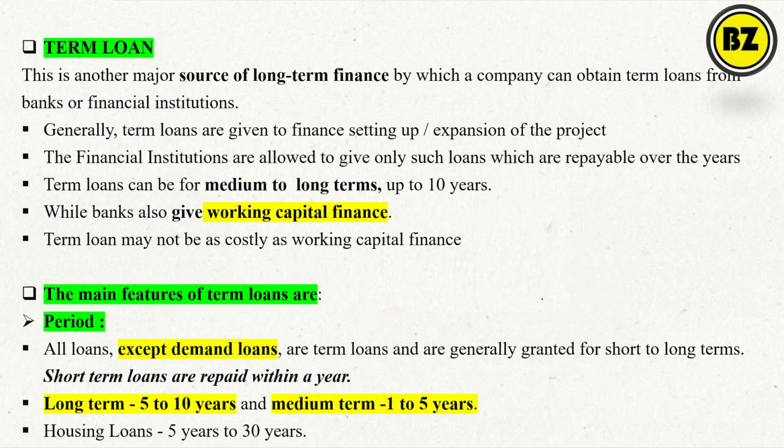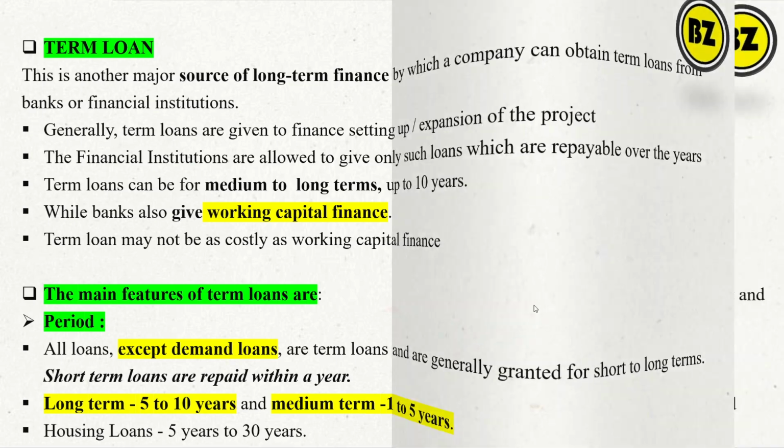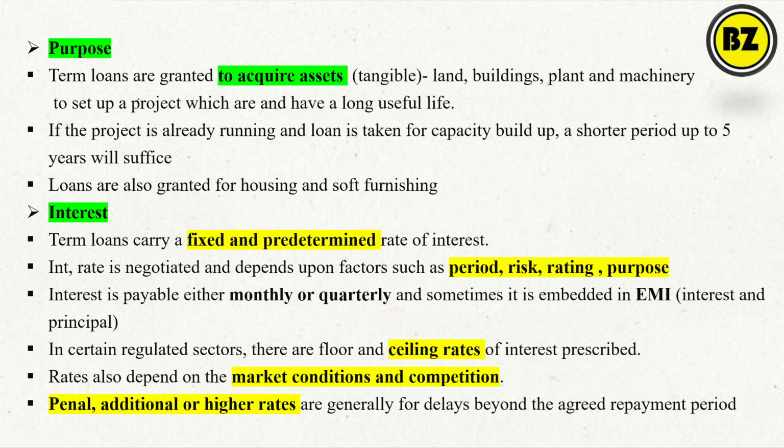Okay, this is very much common practice in our banking. Now further, what is the purpose of the term loan? Again, it is very simple: to acquire the assets which are tangible. For example, to purchase land, to have buildings, to purchase plant and machinery, for setting up the project which have a long and useful life. Okay, simply to purchase the asset we are giving the term loan.